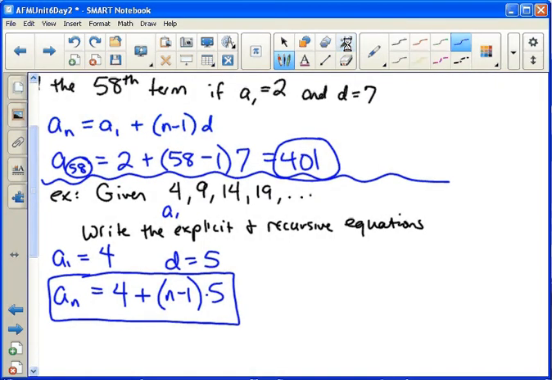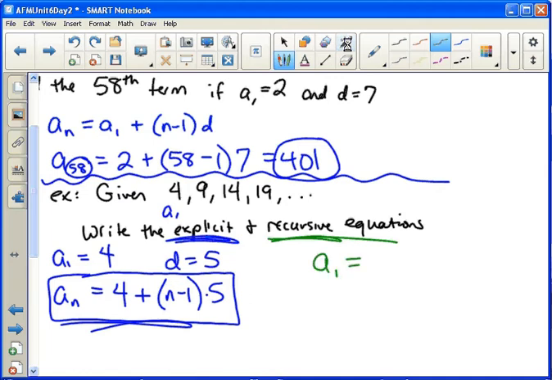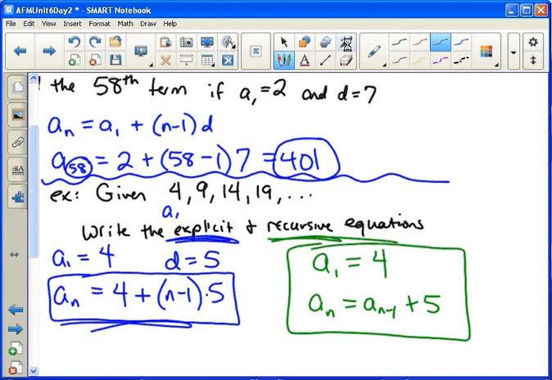The recursive, just like we talked about yesterday, starts by giving you the first term. So it would just say a1 equals 4. And then it would tell you what to do to get the next term. So we would say an equals an minus 1. We have to say, okay, what did I do to get the next term? Well, I added 5. So you would just say plus 5. And this would be the recursive equation, because it tells you to start with 4 and then add 5 every time after that.